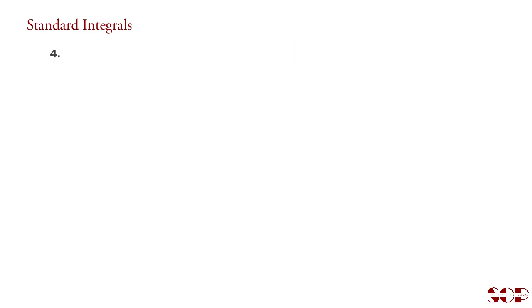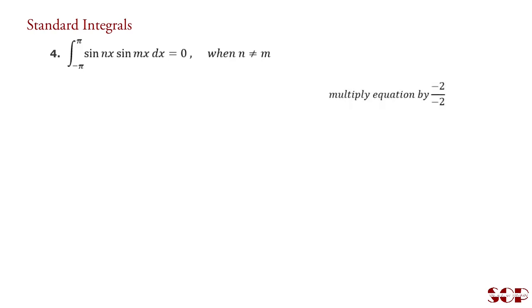Now, for the integral from minus pi to pi of sin nx sin mx dx, which equals 0 when n is not equal to m. Here we multiply the equation by minus 2 upon minus 2. Therefore, the integral equals 1/2 times the integral from minus pi to pi of [minus 2 sin nx sin mx] dx.